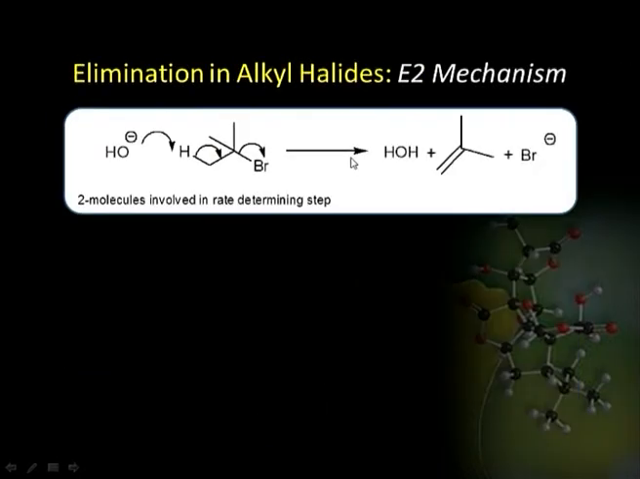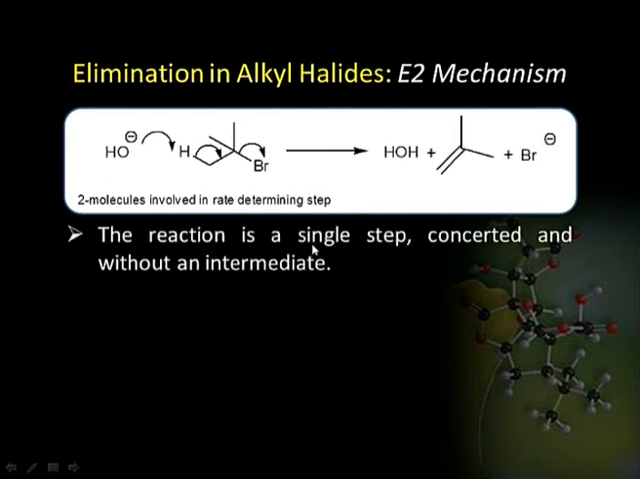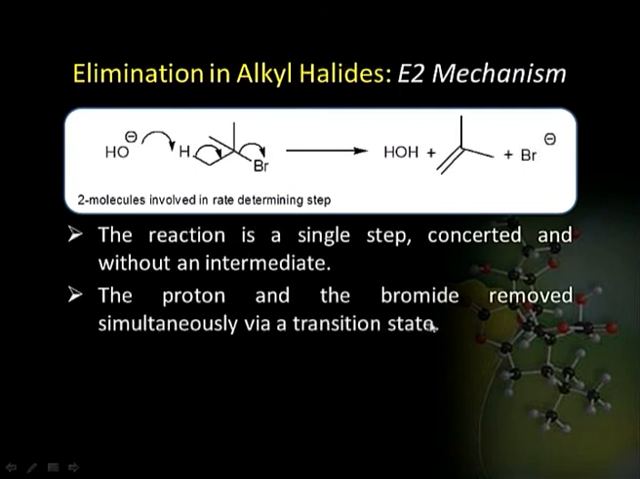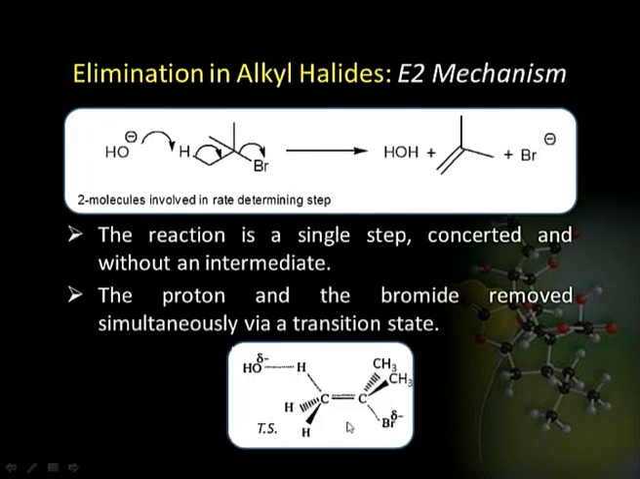Let us look into the E2 mechanism. E2 mechanism, unlike the SN2 mechanism of nucleophilic substitution, is a single step concerted and takes place without the formation of an intermediate. The proton and the bromide in this case are removed simultaneously via a transition state. In this transition state, similar to the SN2 reactions, we have hydroxide ion which is partially attached to this proton, and this is the bromide ion which is again partially attached to this carbon. There is a partial double bond in this transition state.